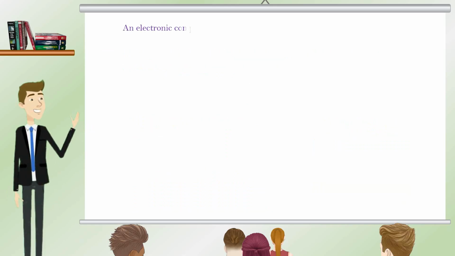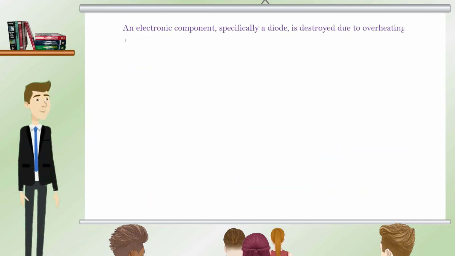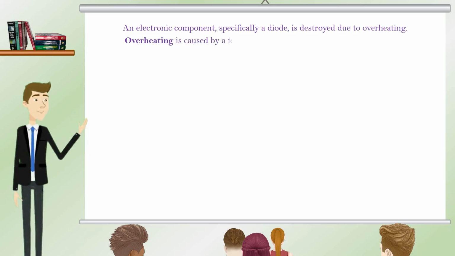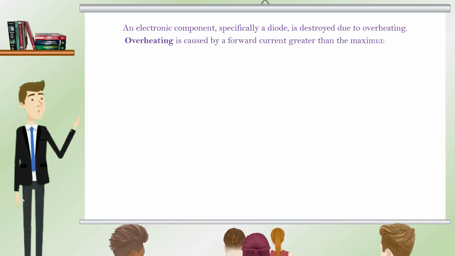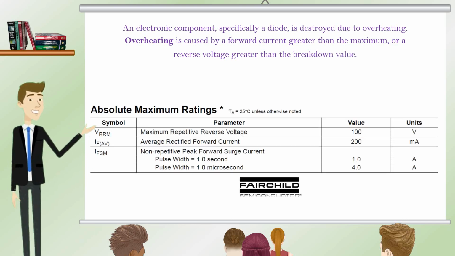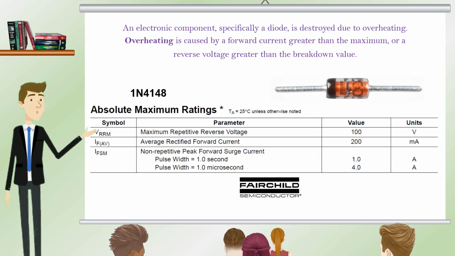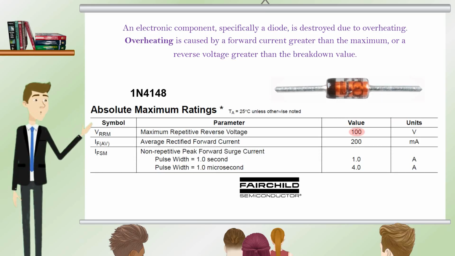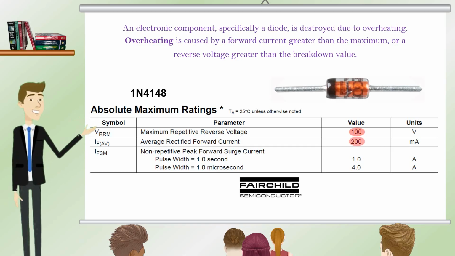An electronic component, specifically a diode, is destroyed due to overheating. Overheating is caused by a forward current greater than the maximum, or a reverse voltage greater than the breakdown value. According to its datasheet, the 1N4148 diode has a maximum repetitive reverse voltage of 100 volts and an average rectified forward current of 200 milliamps.